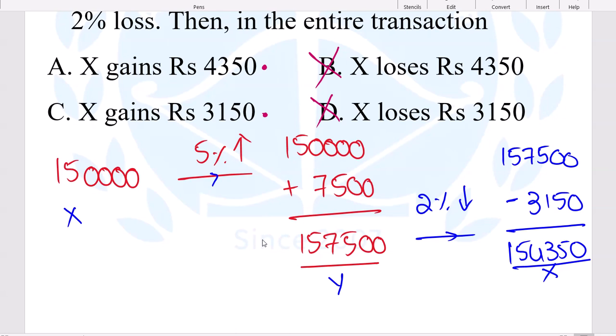That's what your friend is claiming. First time 7,500 is the gain. 1,50,000 extra is this, this is gain. Now what you are losing: the original amount of the house is 1,50,000 only. You are purchasing it for 1,54,350. 4,350 we are paying extra. So gain 7,500, loss 4,350. Gain is 3,150 is what your friend is mentioning.